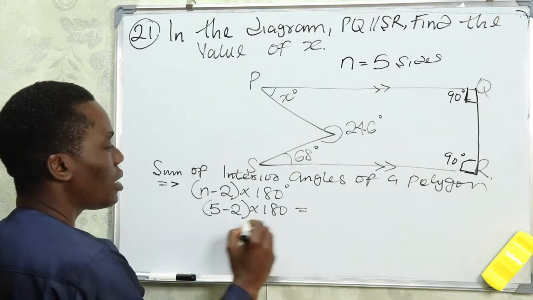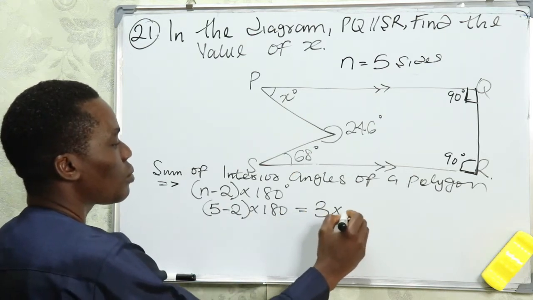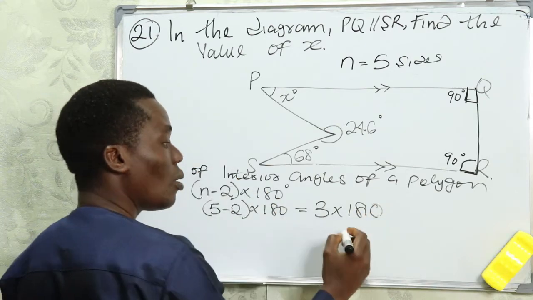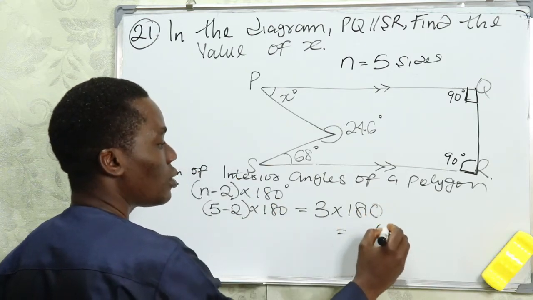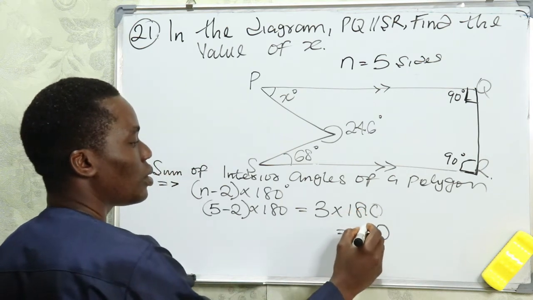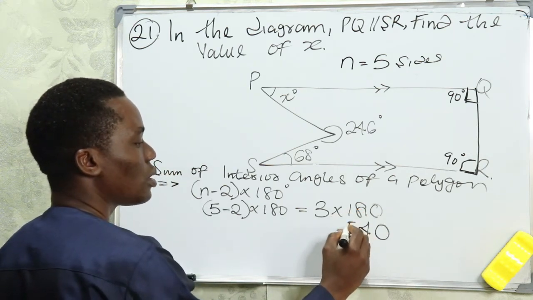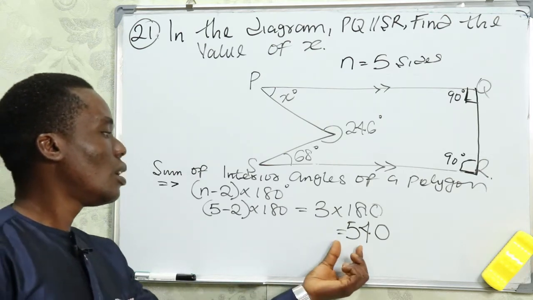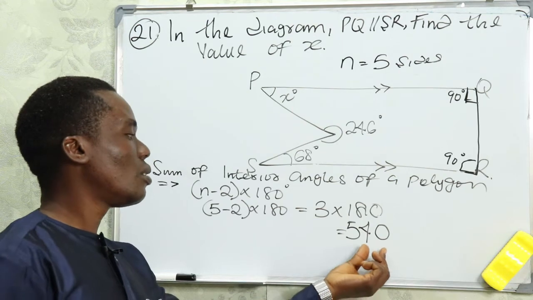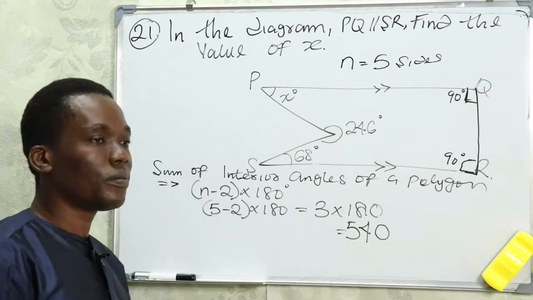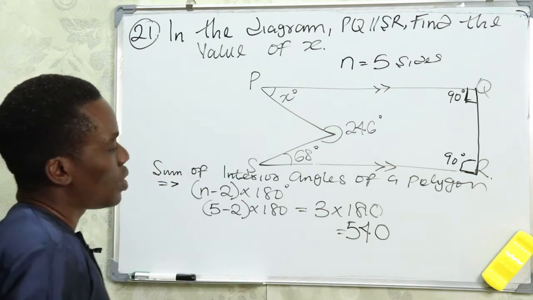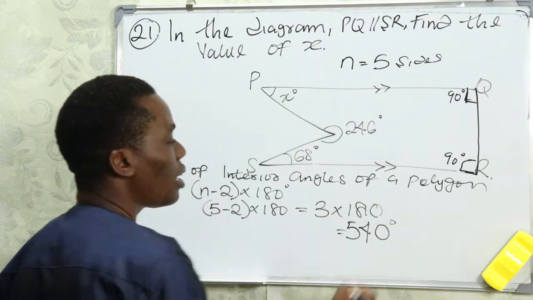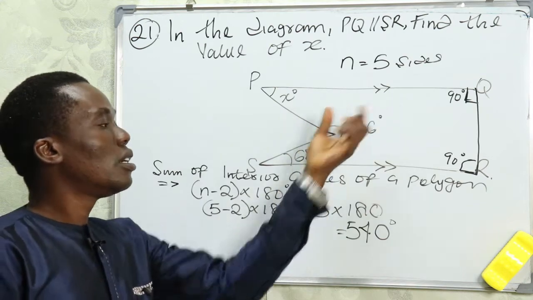And if you get this, you're going to have 3 times 180. So 3 times 180 will give us 540. Good. So this is the sum of the interior angles of this polygon.